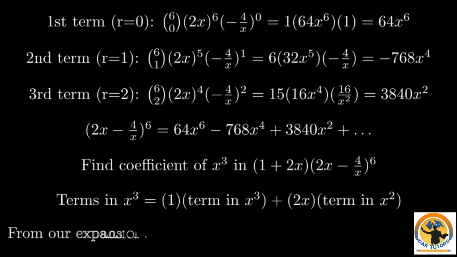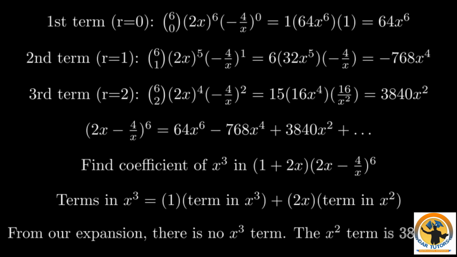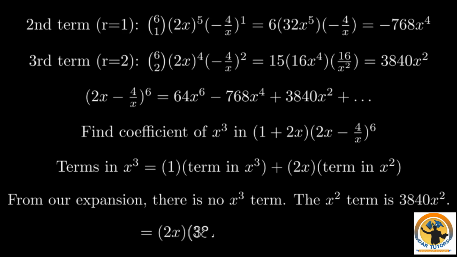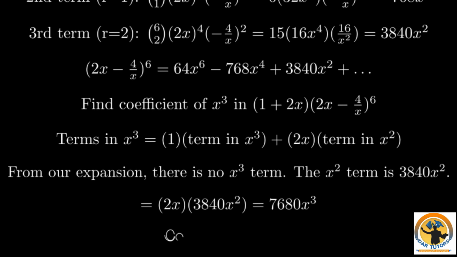So multiplying 1 by the expansion gives no x cubed term. However, we can multiply 2x by the x squared term, 3840x squared. So the only way to get an x cubed term is by multiplying 2x by 3,840x squared, which gives 7680x cubed. The coefficient is 7,680.